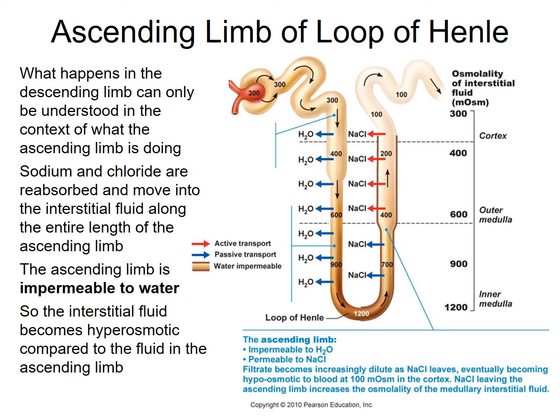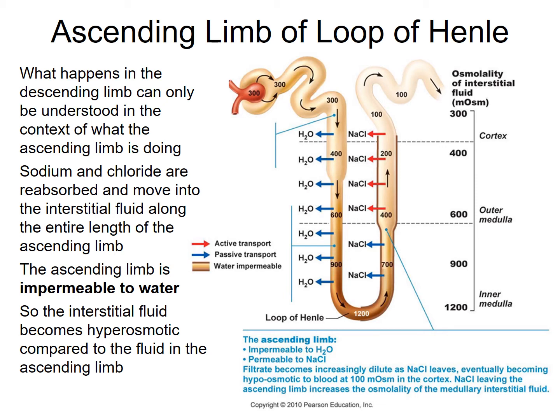Now, what happens in the descending limb of the loop of Henle where the water leaves can only be understood in the context of what the ascending limb is doing. So in the ascending limb on the right, you're going to see sodium and chloride reabsorbed and moving into the interstitial fluid along this entire length.